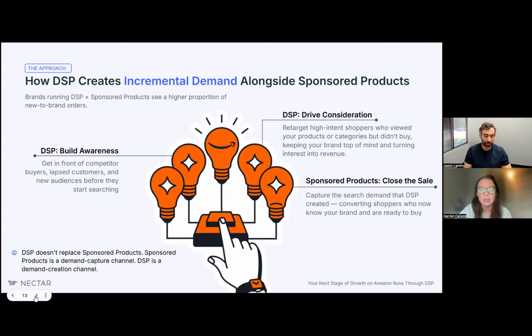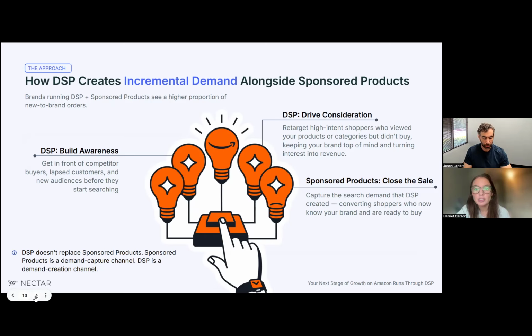They should really work together. This might be my favorite slide just because it captures how we think about Amazon ads today and the funnel. We don't view DSP and sponsored ads as competing channels. They're solving very different problems. DSP typically sits further up the funnel, except for retargeting, which is going to sit at the bottom. Its job is to really introduce your brand to shoppers before they're actively searching. That could mean, again, reaching competitor buyers, category newcomers, previous customers who haven't returned.